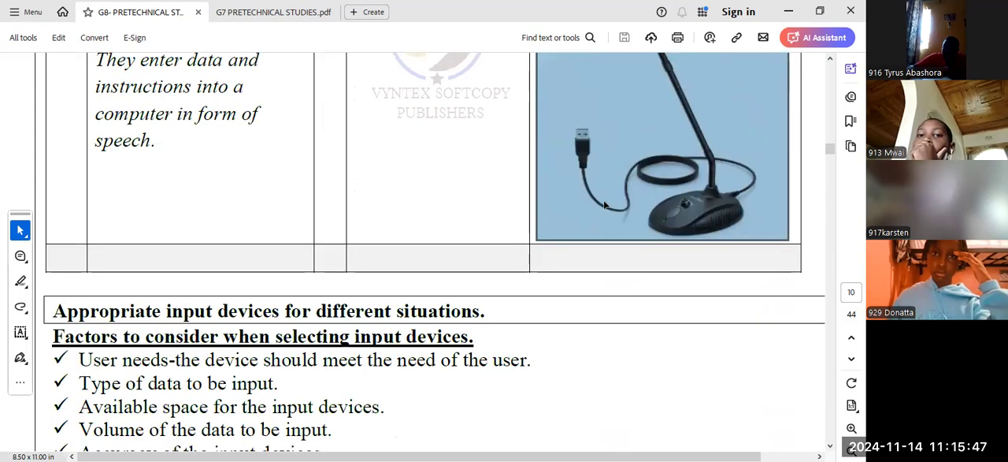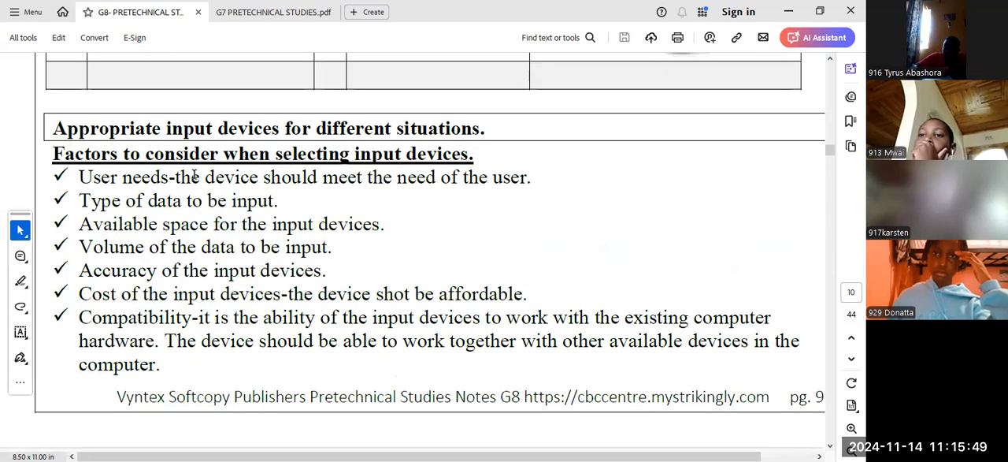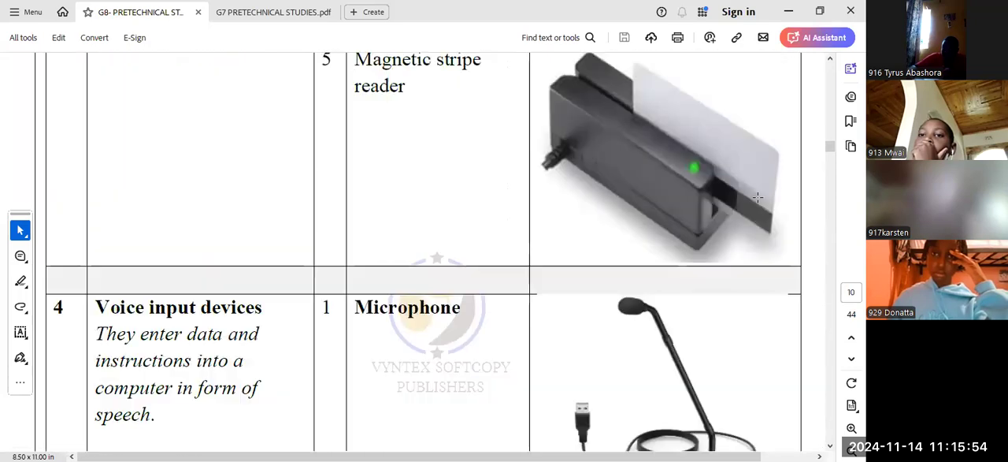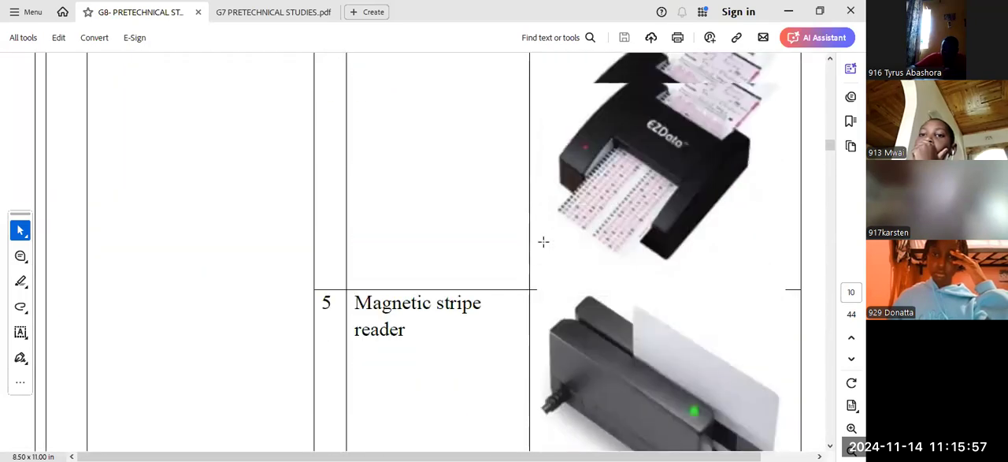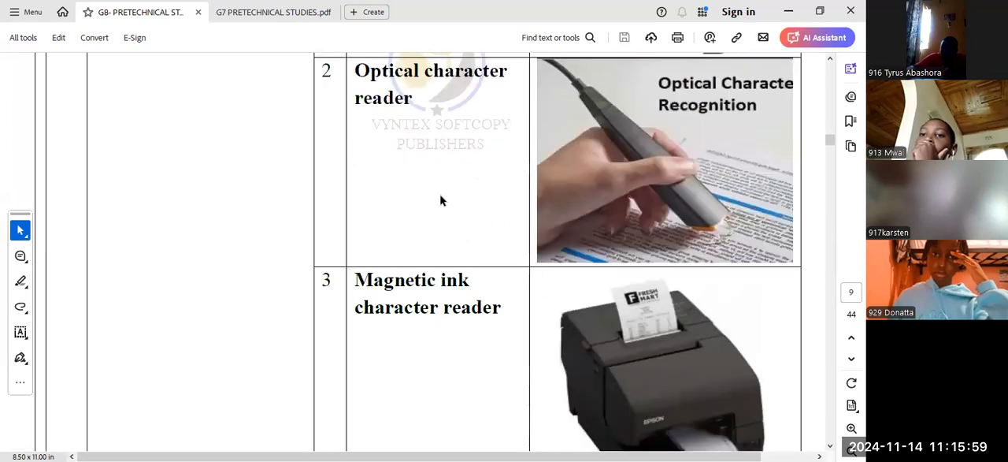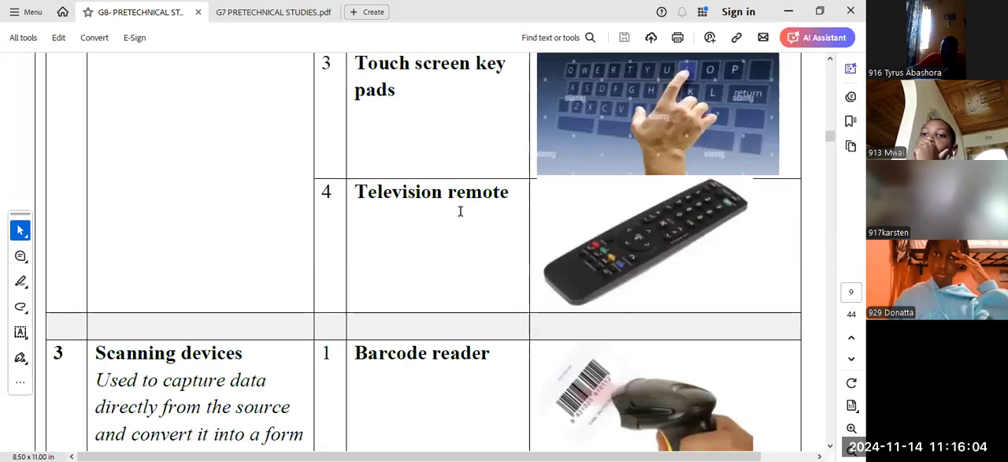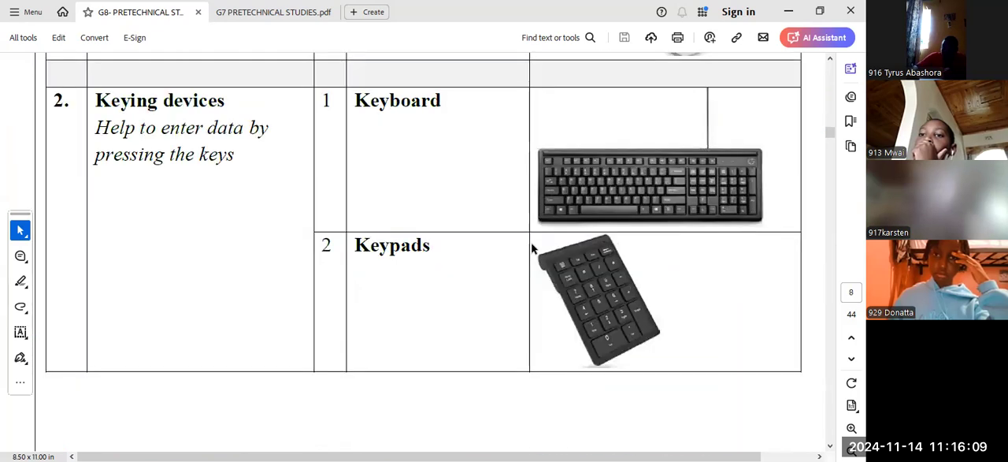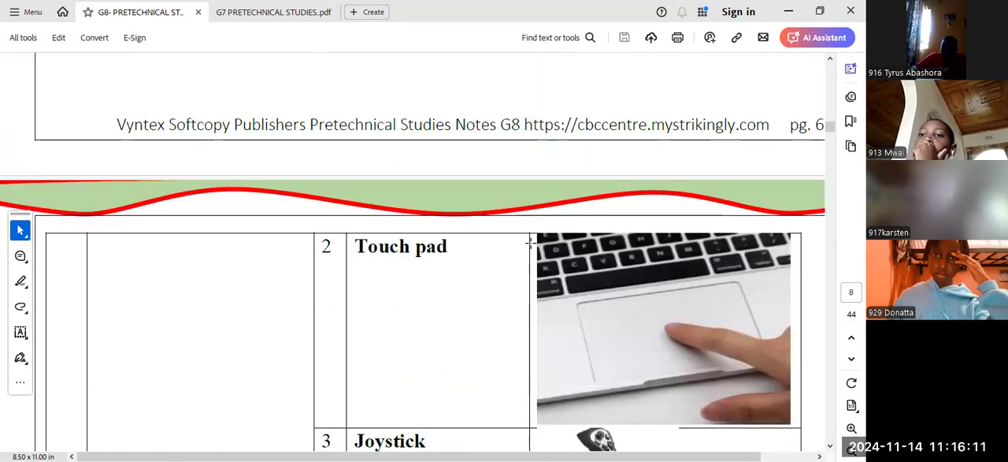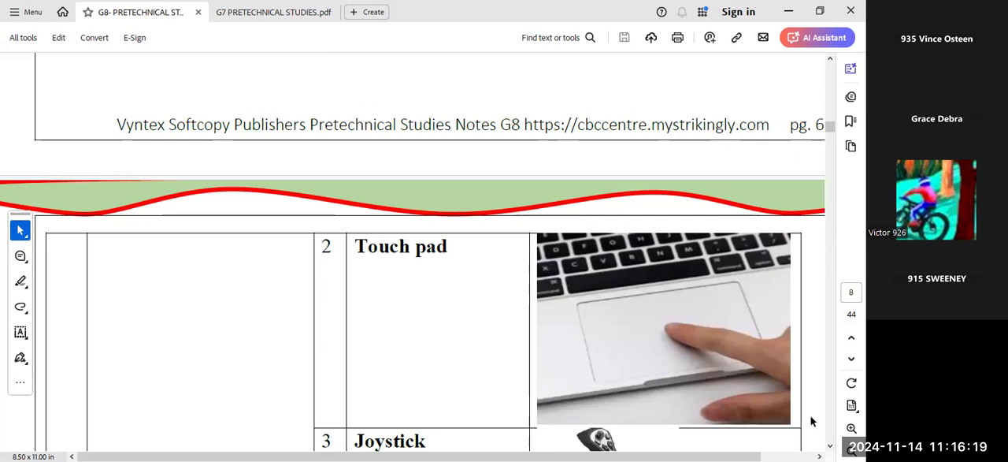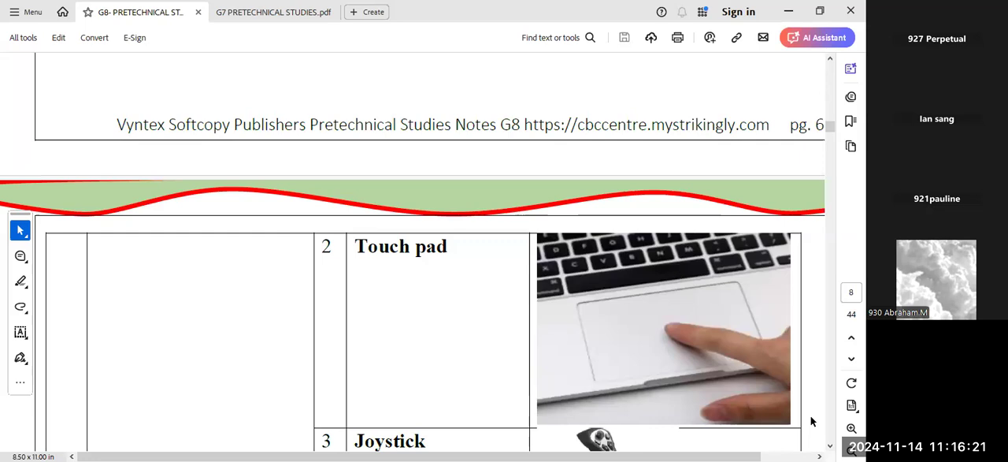Now, unless there is a question, tomorrow we shall be looking at factors to consider when selecting an input device. For you to know that, you need a microphone. You need this type of magnetic ink character reader. You need an optical character reader. You need a barcode reader. You need a television remote. What should you consider? What do you look at? So that is what we'll be looking at tomorrow, unless somebody has a question. And please remember to do and complete your assignments on the Google Classroom so that they can be marked and returned in good time.